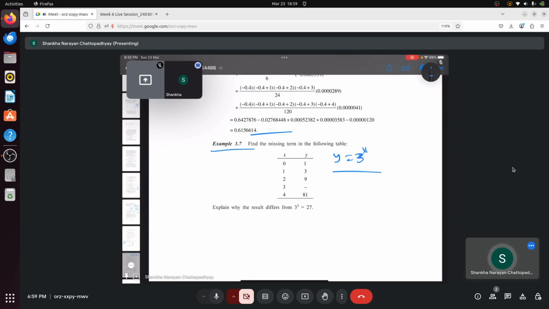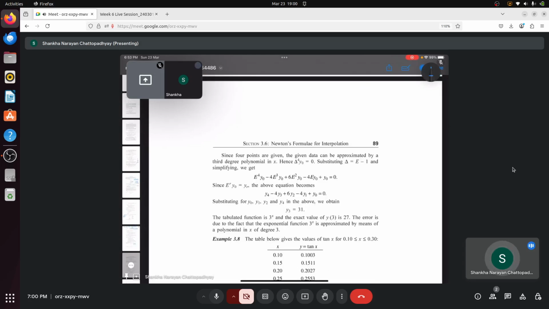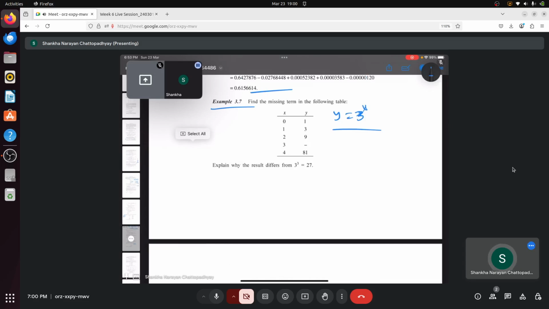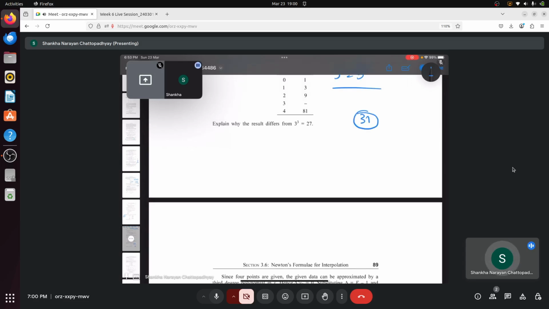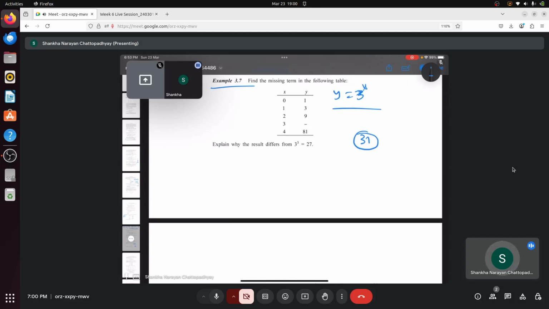You need to use the backward difference interpolation formula. For that purpose you just need to calculate the difference table, and then you will get the final answer as 31. Why? Because you are approximating y equal to 3 to the power x using a cubic polynomial, and for this reason you are getting the answer to be 31. This is because 3 to the power x is actually an exponential function. That's why we are committing the error.